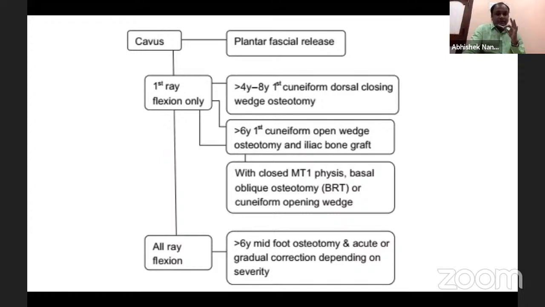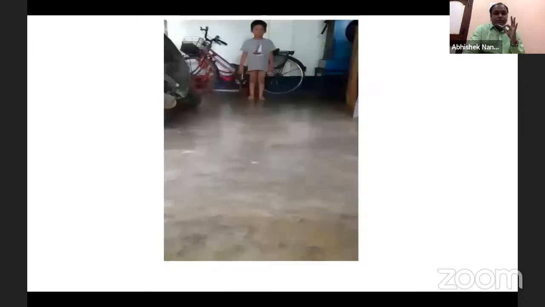If it is first ray drop, and the age is above 4 years, do a first metatarsal dorsal closing wedge osteotomy. Above 6 years, a first metatarsal open wedge osteotomy and iliac bone graft. If the metatarsal physis is closed, we can do an oblique osteotomy. If all rays are in flexion, we have to do a midfoot osteotomy. This is the difference: first ray drop, only do a first ray osteotomy. All ray drop, we have to do a midfoot osteotomy.